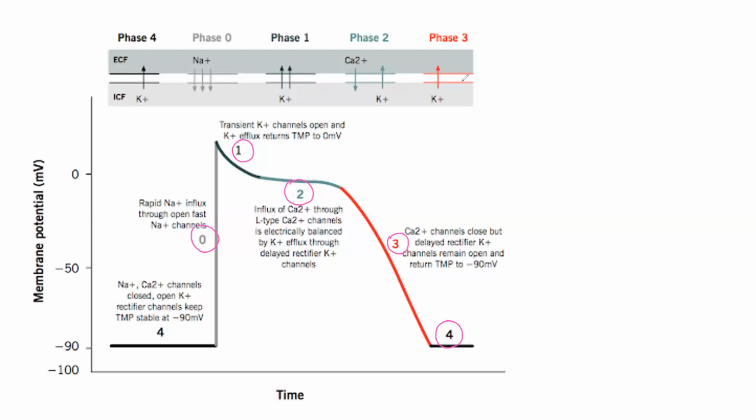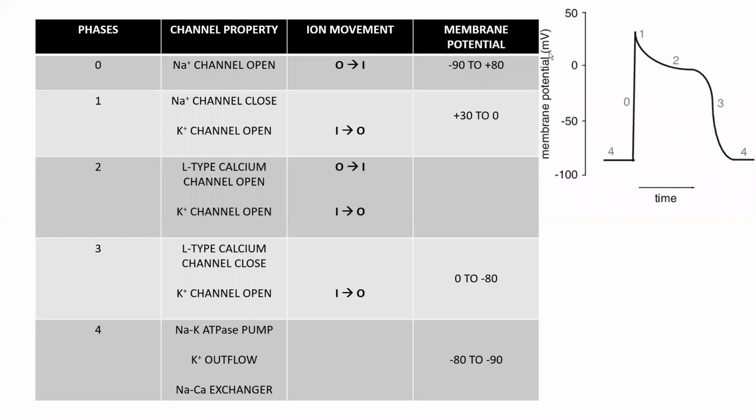So what do phase 0, phase 1, and the others mean? Phase 0 is also known as the rapid depolarization phase. What happens in this phase 0? Sodium channels are getting opened. So what happens if sodium channels open?